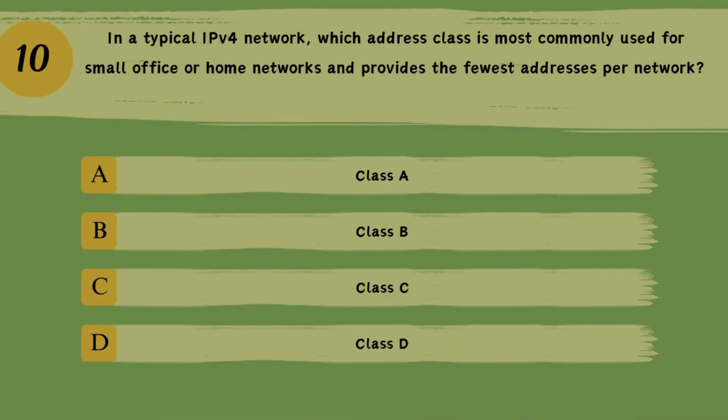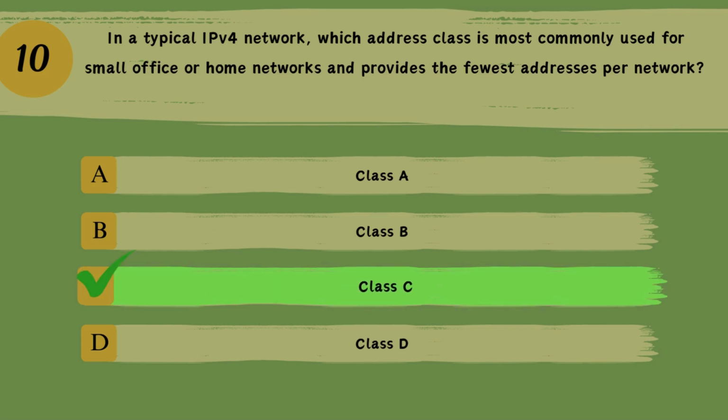Question 10. In a typical IPv4 network, which address class is most commonly used for small office or home networks and provides the fewest addresses per network? A. Class A, B. Class B, C. Class C, D. Class D.